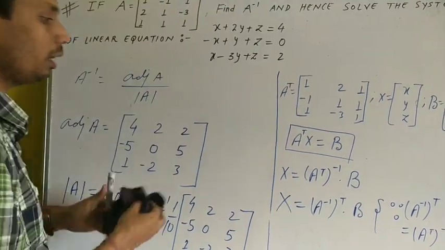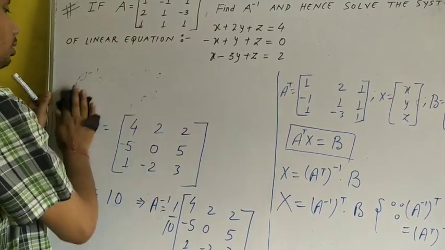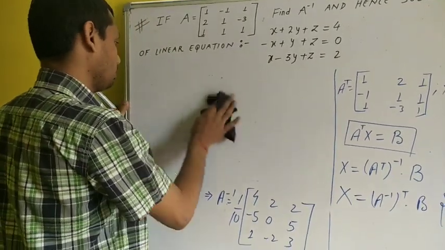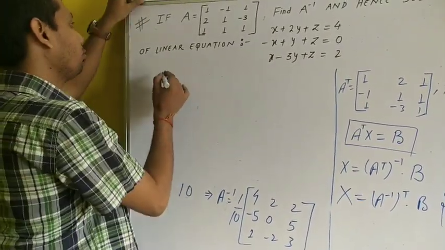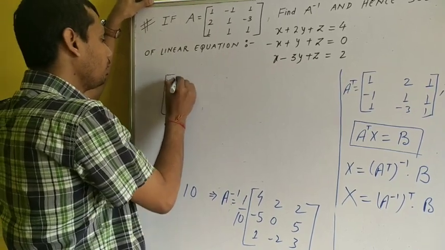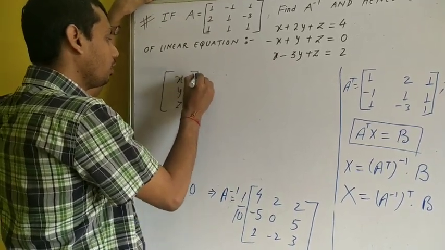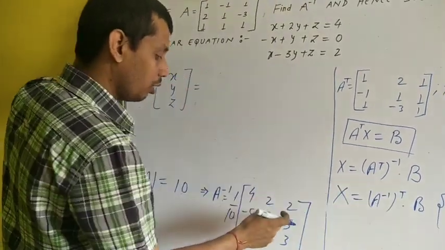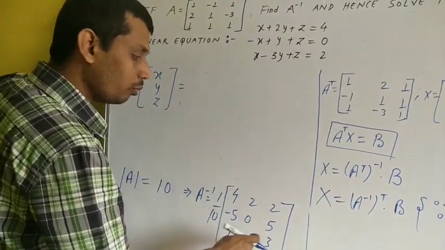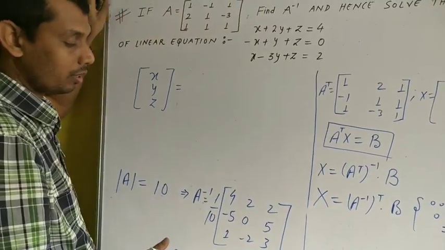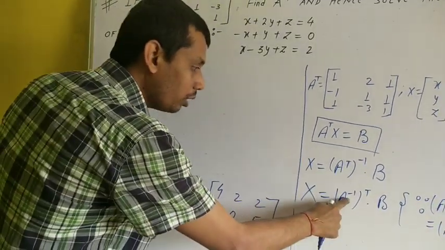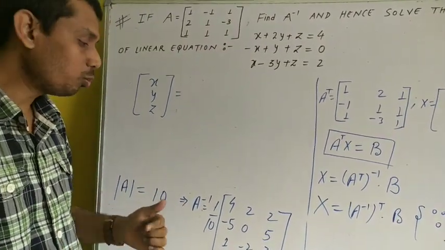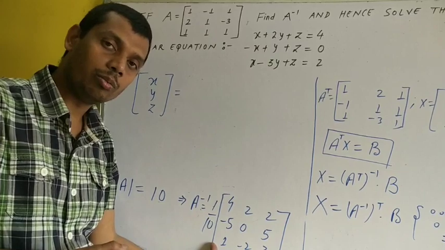Now X is equal to what? The variable matrix X, Y, Z is equal to A inverse transpose. Now see, this is A inverse. We have to take the transpose of this A inverse.